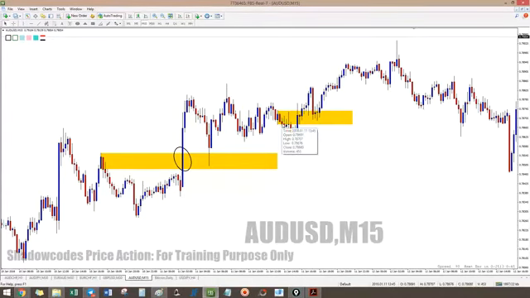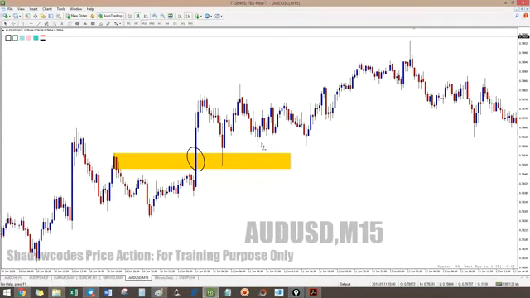This is not a swap zone. No, this is not a swap zone. This is a different stuff. Nope, this is not the one. Price should go over here and then shoot down. Sorry, this is not it.